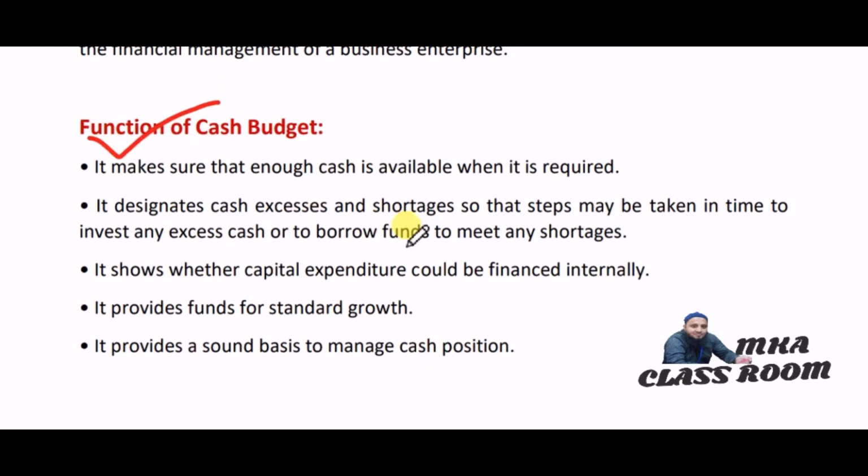So, functions of cash budget. It makes sure that enough cash is available when it is required. It provides funds for standard growth. It provides a sound basis to manage the cash position.